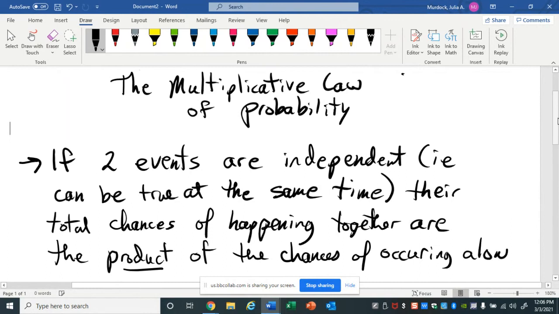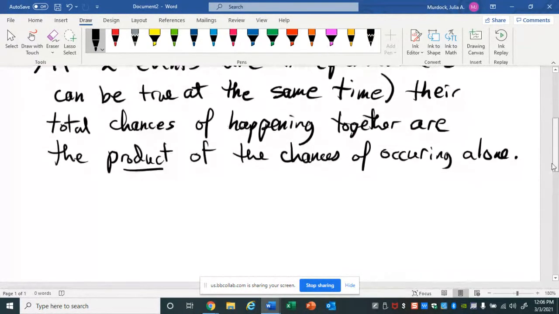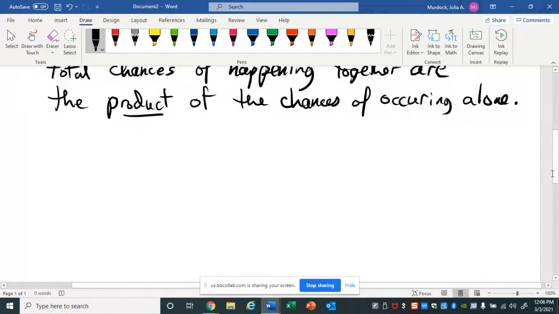And that's going to sound like Greek until I do an example. So if two events are independent, they can be true at the same time, right? Their total chances of happening together are the product, meaning you multiply the chances of each occurring by itself. So for example, if we're talking genetically, being born a girl with blonde hair. Those are two separate events. Being born a girl with blonde hair can happen together, right? They are independent. They can happen simultaneously.